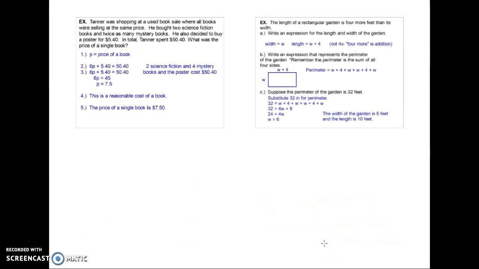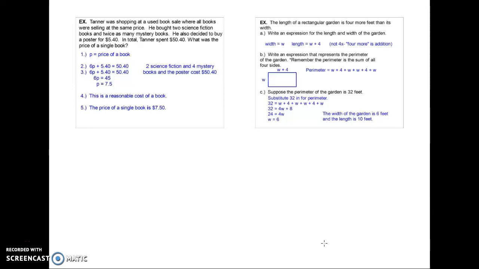All right, 2 more examples. So Tanner was shopping at a used book sale where all books were selling at the same price. He bought 2 science fiction books and twice as many mystery books. He also decided to buy a poster for $5.40. In total, Tanner spent $50.40. What was the price of a single book?